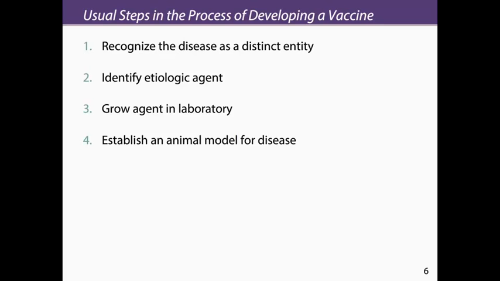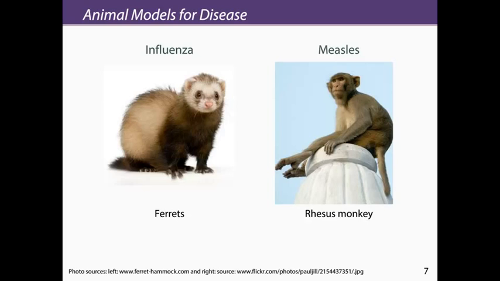Once you have the distinct clinical disease, you ideally need to have, or would like to have, the etiologic agent identified by growing it in the laboratory, and then establish an animal model for the disease so that you've got a way to test whether or not a candidate vaccine might protect against that infection or the disease associated with the infection. We have different animal models for different diseases. For instance, for influenza, probably the best animal model is the ferret. For measles, rhesus monkeys were used.